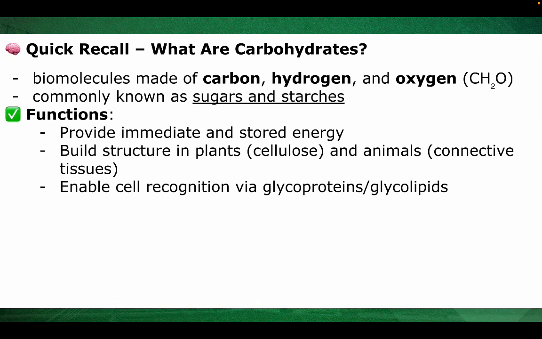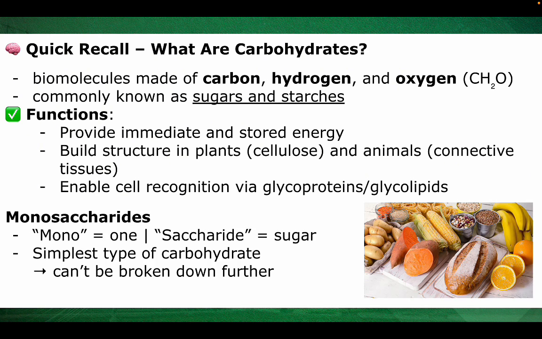Carbohydrates also have a very important role in communication. For instance, oligosaccharides are found on the surfaces of cells. Remember, they act like ID tags, so they enable cell recognition. This is how our immune system knows which cells belong to us and which don't. So carbohydrates are much more than just sugar for energy. They're essential for structure, storage, and cell-to-cell communication. And with that in mind, let's dive deeper into monosaccharides.